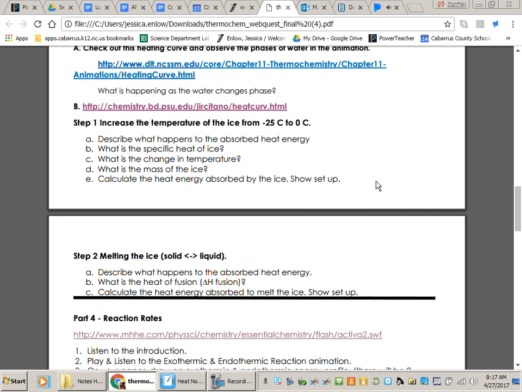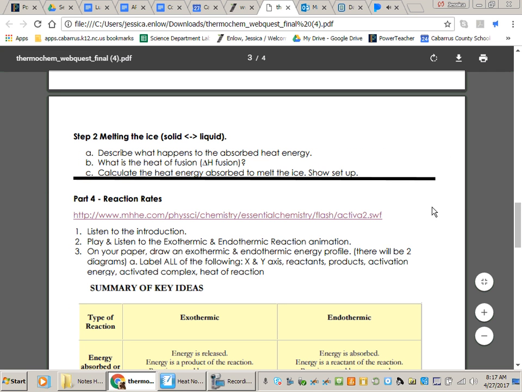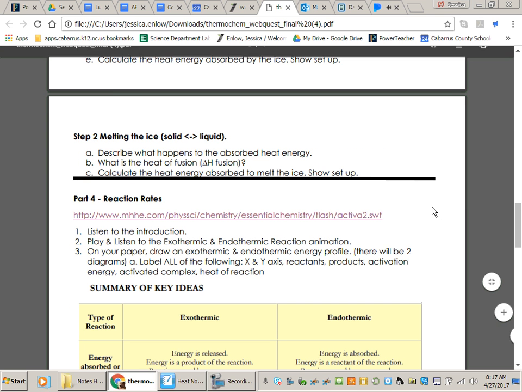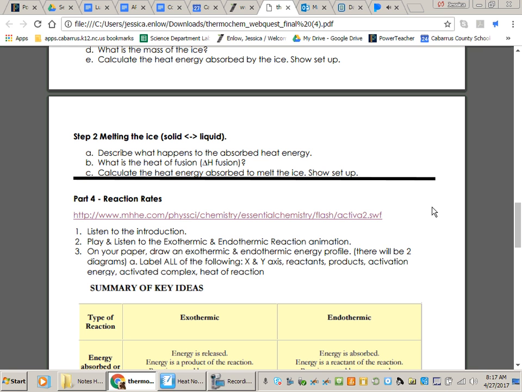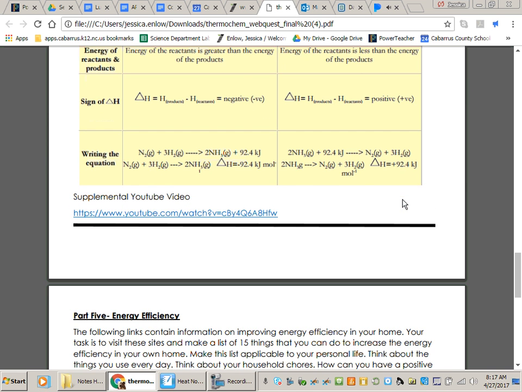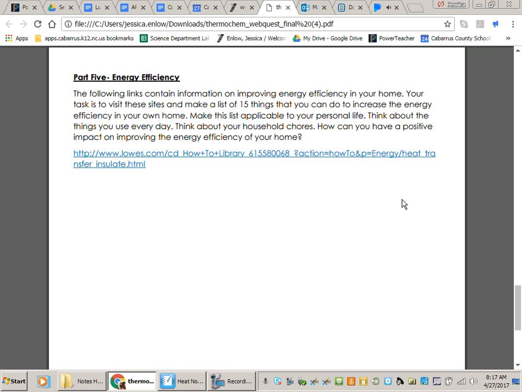It makes you describe what's happening, and this is like actually you listening or watching this little simulation, and then there's a couple of ideas about endothermic and exothermic you'll answer. So I'm giving you about 25 minutes now, and about 25, 30 minutes tomorrow to finish those up. The thing that I think you should probably address tonight, so you don't have to do it this weekend, especially if you're going to prom, is part 5, which is about 15 things in your home that you could change to be more energy efficient.